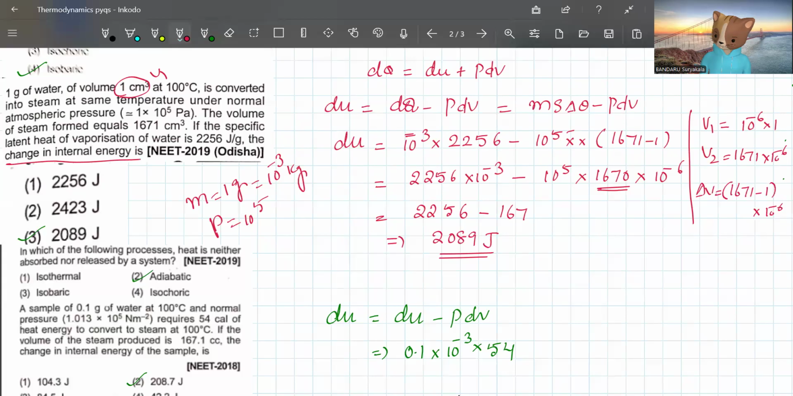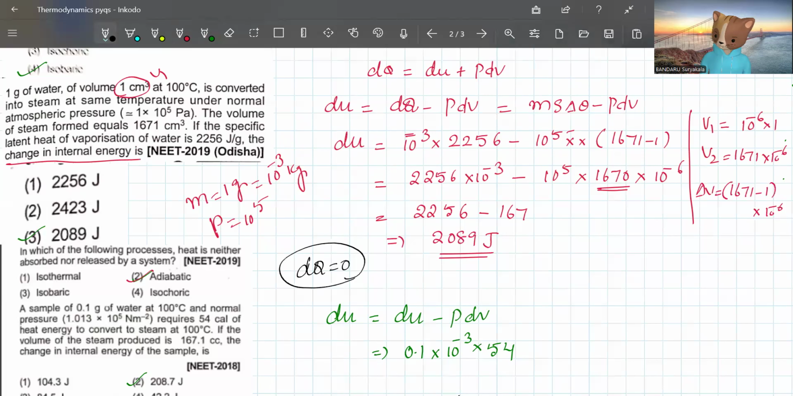In which of the following processes is heat neither absorbed nor released from the system? It is an adiabatic process. In an adiabatic process, we know the exchange of heat between the system and the surroundings is equal to 0.